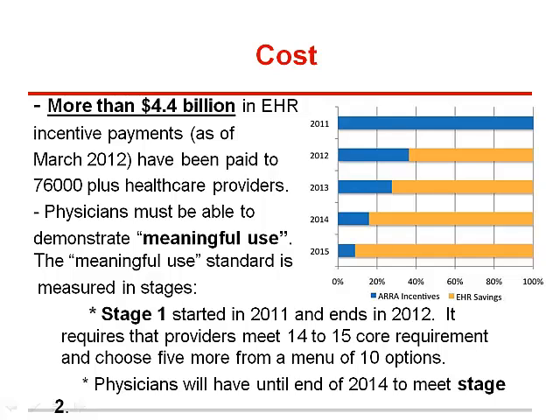Cost of EHR. More than $4.4 billion in EHR incentive payments have been paid to 76,000 plus healthcare providers as of March 2012. Physicians must be able to demonstrate meaningful use. The meaningful use standard is measured in stages. Stage 1 started in 2011 and ended in 2012. It required that providers meet 14 to 15 core requirements and choose 5 more from a menu of 10 options. Physicians will have until the end of 2014 to meet Stage 2.